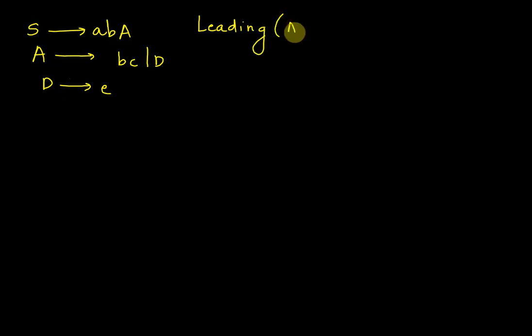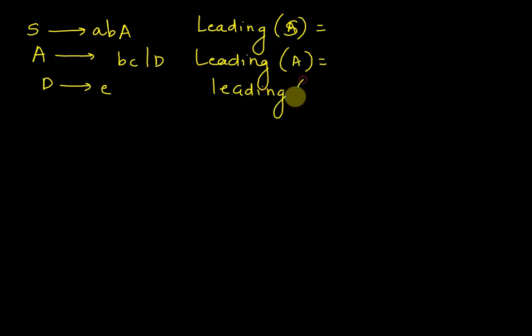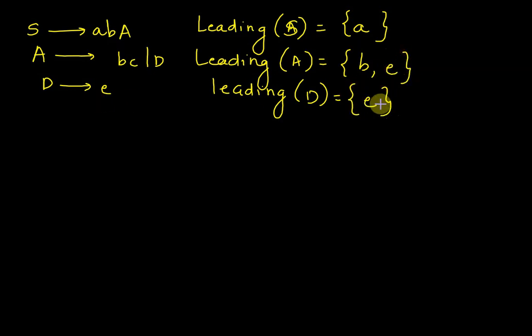So leading of S is equal to leading of A, and leading of D. So if you see S gives ABA, if I map this to alpha A beta form, A will come in leading of S. For A, it will be B, comma, D also gives E, so E will also come. And for leading of D, E will come.